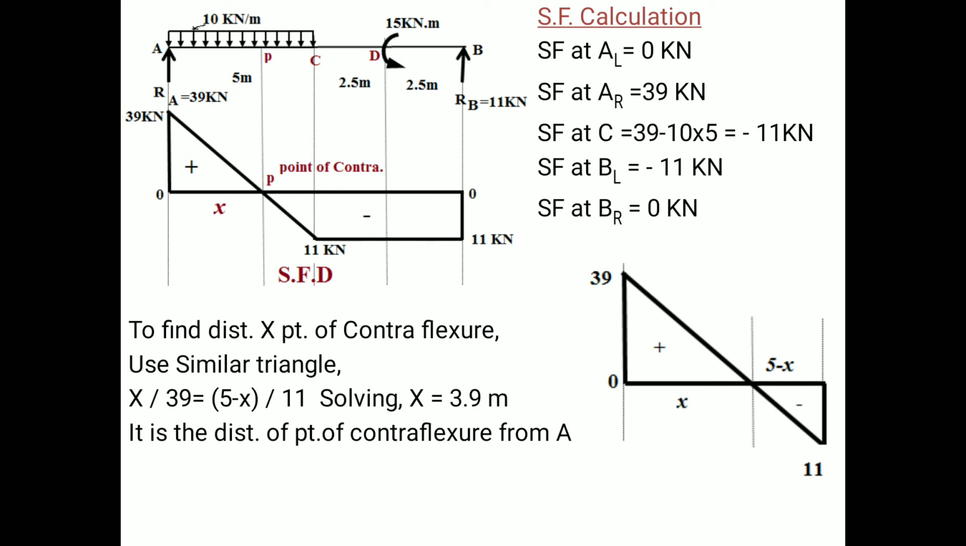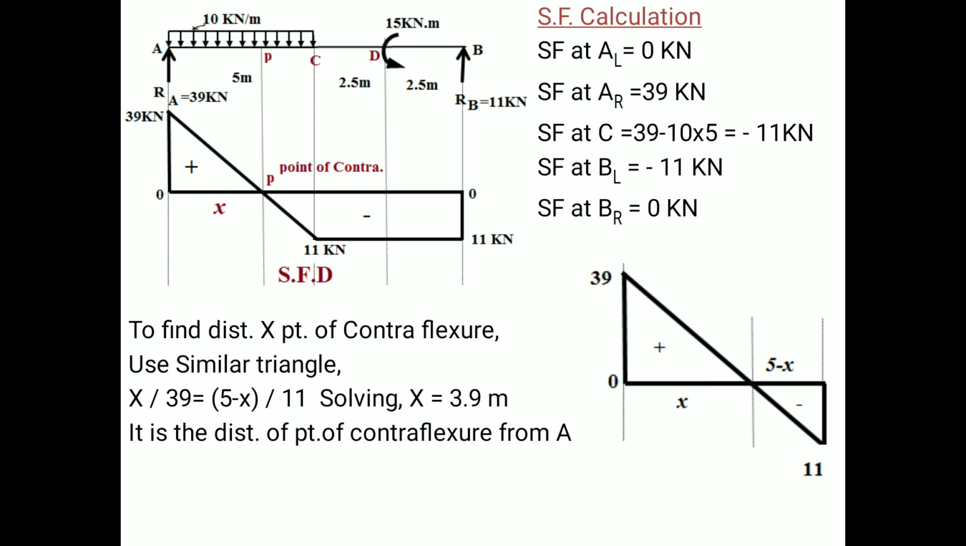And the very important thing is that at point D, though the moment is acting over there, moment has no effect while calculating the shear force value. Therefore, we have not considered point D for the shear force calculation. And shear force at right of B is equal to 0 kilonewton. We are going to draw the shear force diagram by using those values of shear forces.